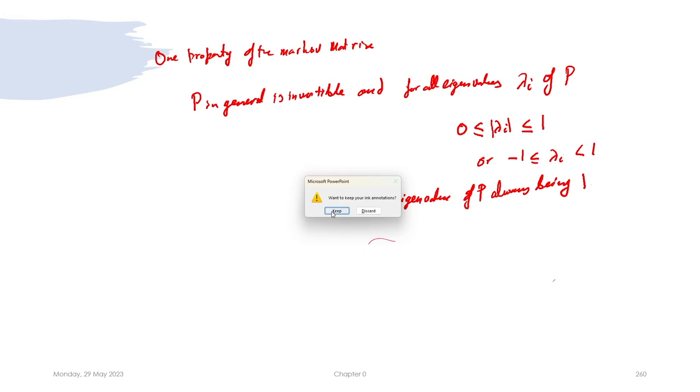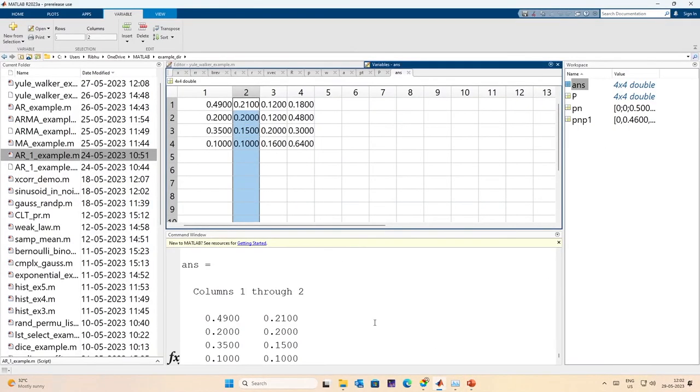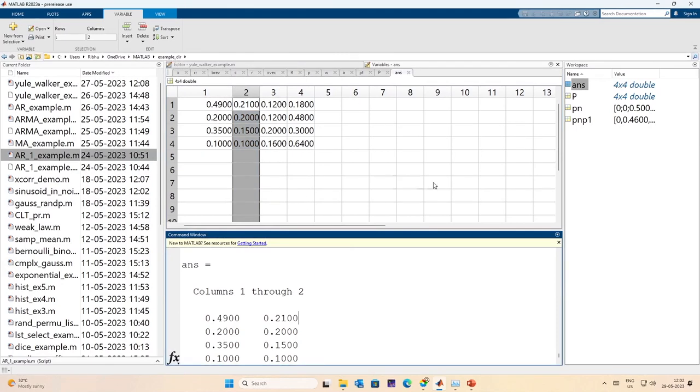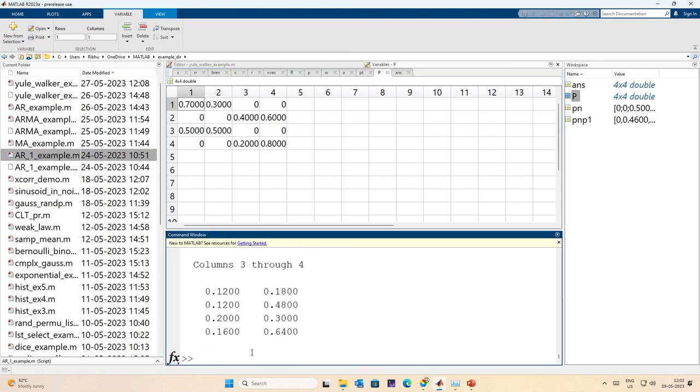But now let us look at MATLAB, and say that our matrix P, this is the matrix, and if I look at it, these are the eigenvalues. There is naturally an eigenvalue 1. So, naturally, this will be true for all Markov matrices. So, what makes this special?